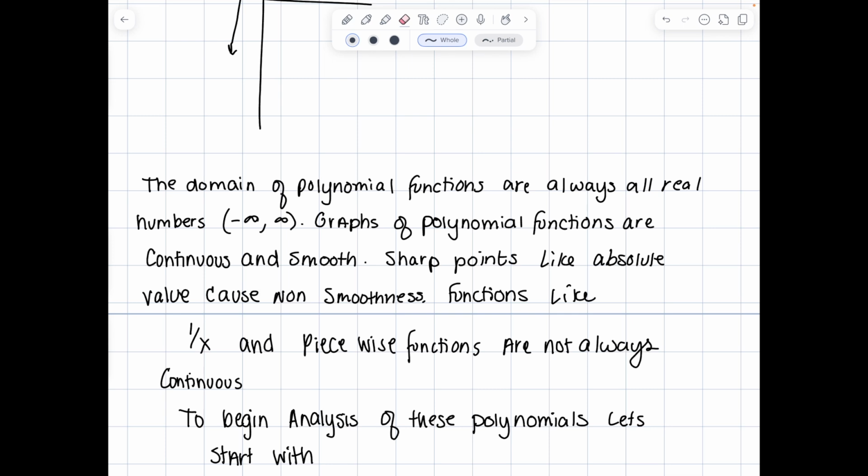Now, graphs of polynomial functions are always continuous and smooth. Sharp points, like absolute value, cause non-smoothness. Smoothness means that you can go continuously and you never have some type of sharp cusp. So sometimes there are functions that do exist that could possibly be something like this, where it has some type of sharp cusp like that.